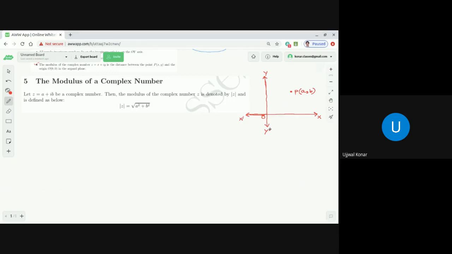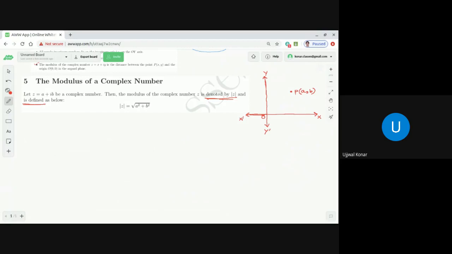Then the modulus of the complex number z is denoted by mod z. There is a notation, that is how you can represent it, and there is a definition. The notation is mod z, and the definition is mod z equals the square root of a squared plus b squared. Or elaborately, mod z equals the square root of the real part of that complex number squared plus the imaginary part of that complex number squared. Now, that is the algebraic way of looking at it.